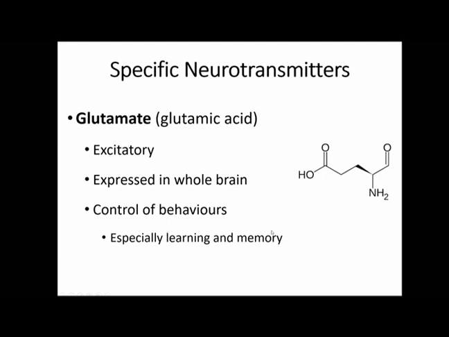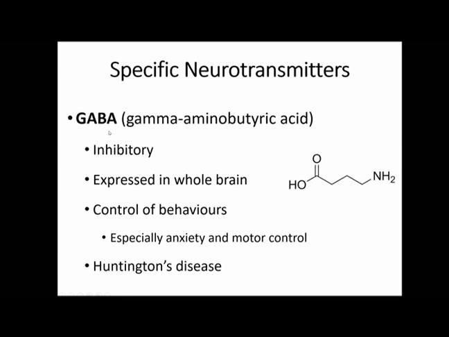For our next neurotransmitter, we have GABA, or gamma-aminobutyric acid. I will always include both the long form and the short form, so you don't have to memorize the full proper name. But this one is an inhibitory neurotransmitter. So it's going to reduce the likelihood that the next neuron fires. And again, this one's expressed in the whole brain, so it's not specific to one particular area.